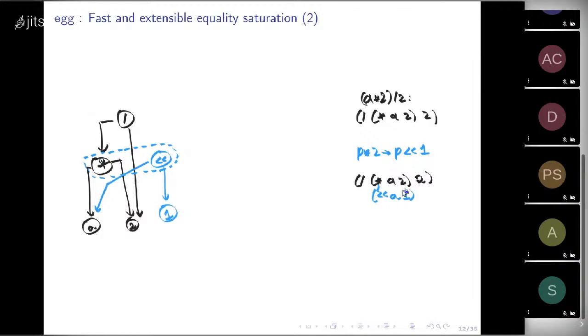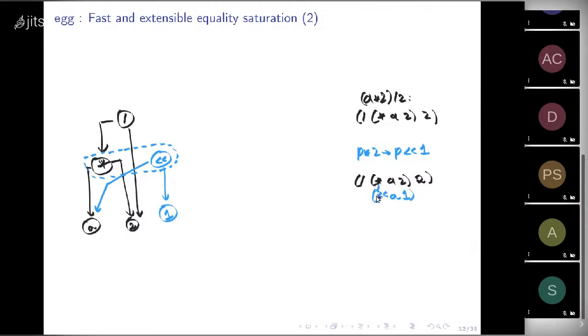When we instantiate this pattern on a times 2, we need to insert new nodes that represent the idea of a left shift 1. That causes us to add a left shift node and a 1 node, and the left shift node points to the a node because it's a left shift 1. We also need to track that a times 2 is the same as a left shift 1. So that's the little tilde that you see here.